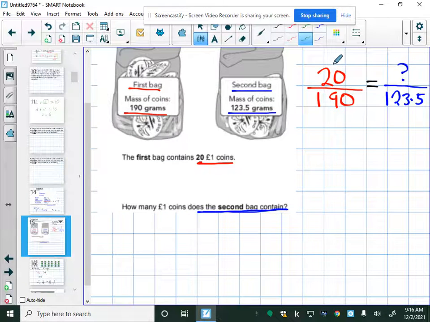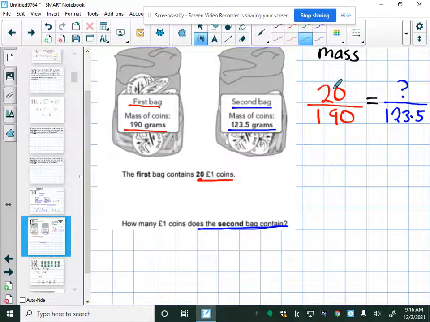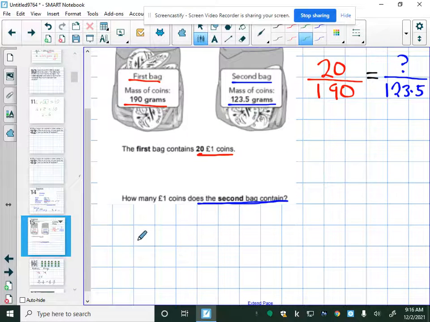I'll work out how many coins, how much would one coin weigh? That's what I'm going to work out. I know that 20 coins equals 190 because it tells me that information. So now what I'm going to work out is how much would one coin weigh?